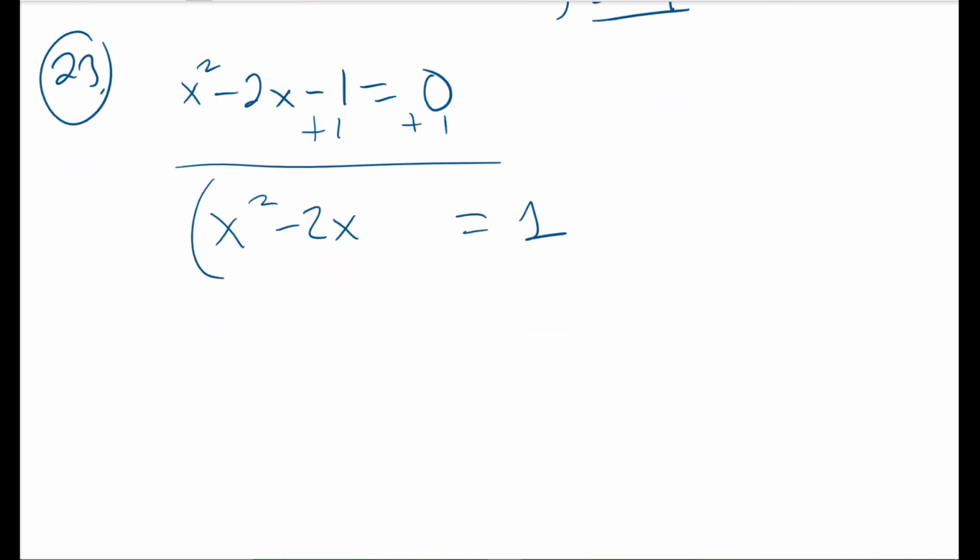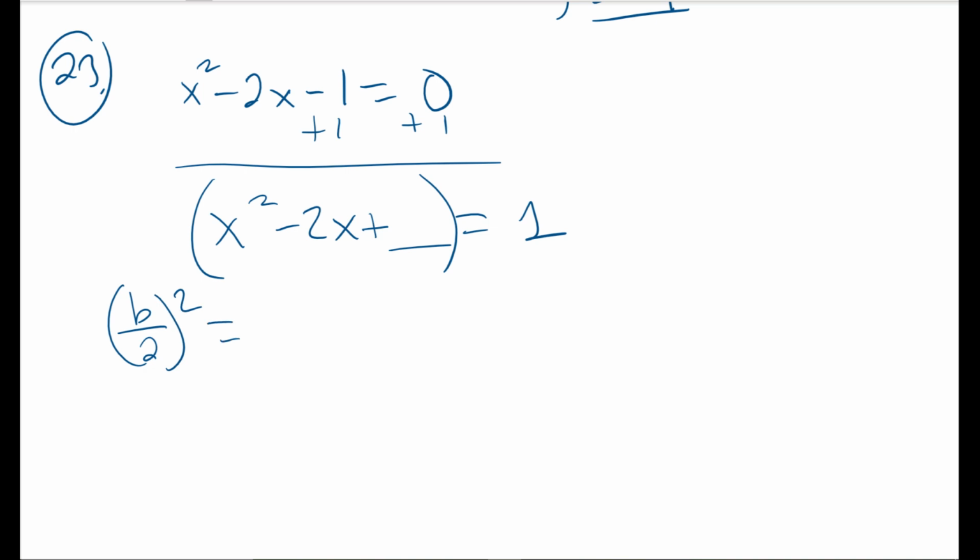Next step, put a little parentheses here, and you need to add a third term here. The way to figure out what this third term is going to be is you're going to use the formula b over 2 squared. So you're going to divide the middle term by 2 and then square it.